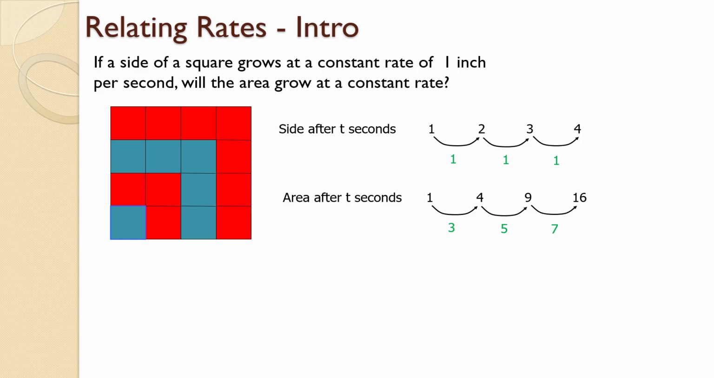And if we allow another second to pass, then the side of the square would now be 4 inches, and the area would be 16 square inches, which corresponds to a growth of 7 square inches from the previous second. So it appears that the rate of change of the side certainly is constant, but the rate of change of the area does not seem to be constant. In fact, the rate of change appears to be actually growing.